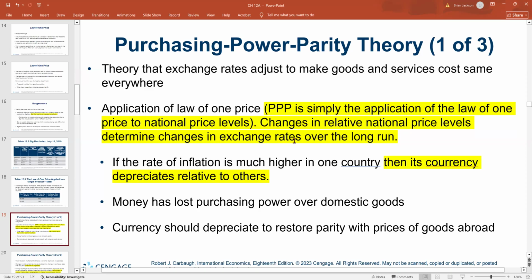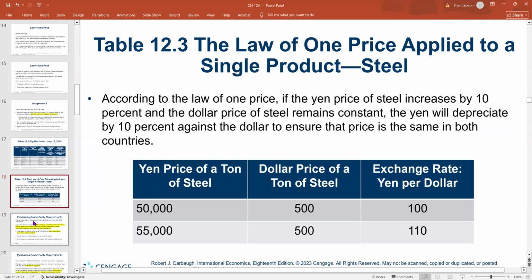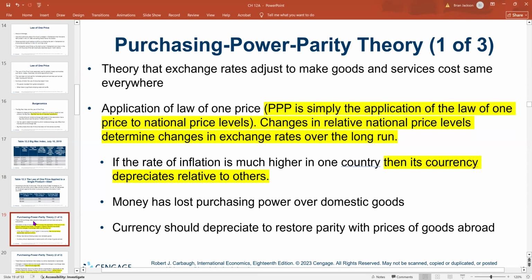Okay, but the application of the law of one price here is that purchasing power parity is simply the application of the law of one price to national price levels. So instead of just looking at a ton of steel, we might look at the basket that establishes, say, the consumer price index. Of course, that raises an issue as well, because the CPI is not the only price index we could appeal to here when we start trying to look at movements in the exchange rates.